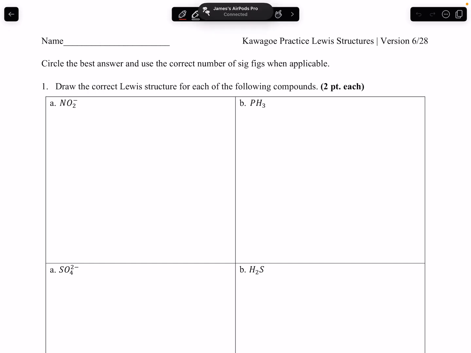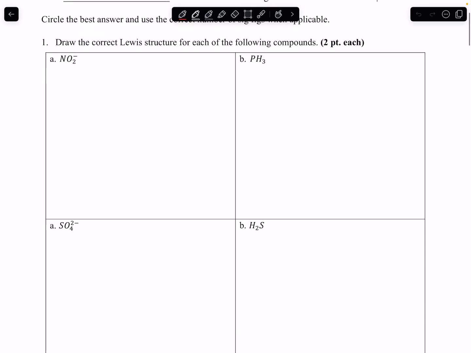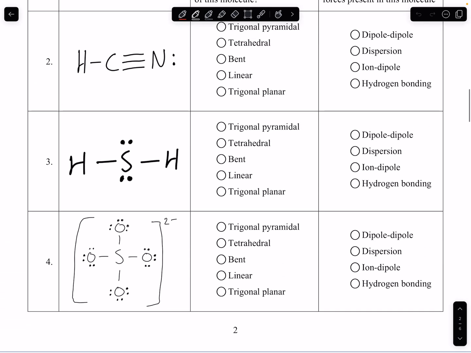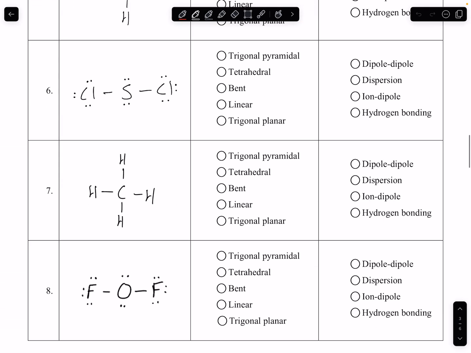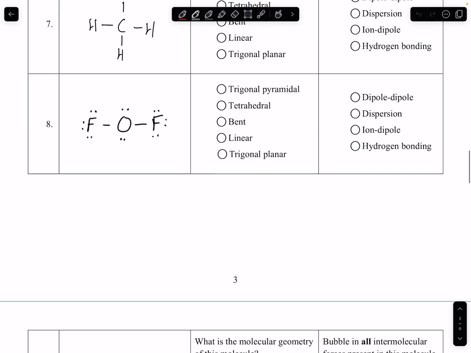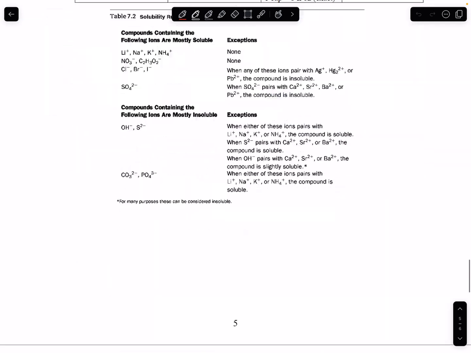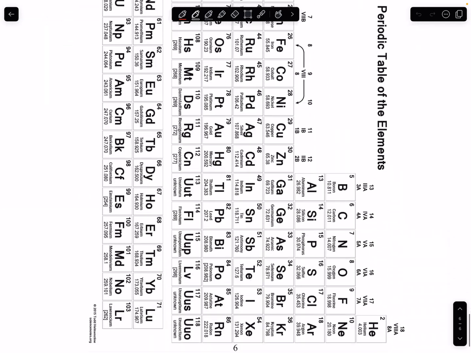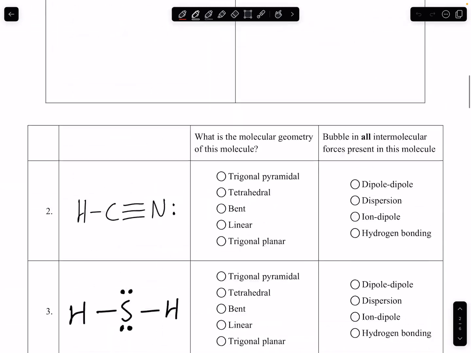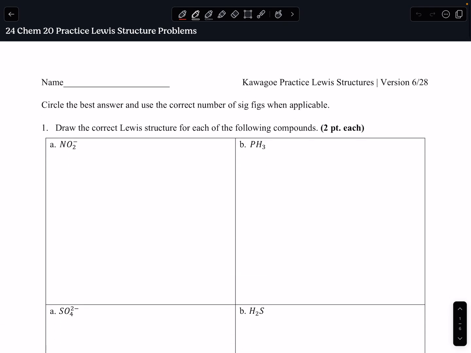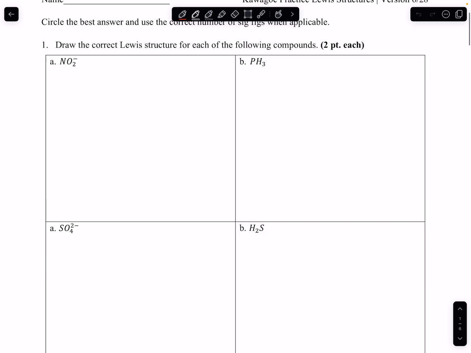Okay, so we're going to do some Lewis structures. Here, we're going to do Lewis structures and some geometries, molecular geometries, and then all the intermolecular forces. Got a bunch of problems here. You're going to want to have a periodic table available for this. There is one as part of this practice problem set, but I'm not going to be flipping back and forth to it for this.